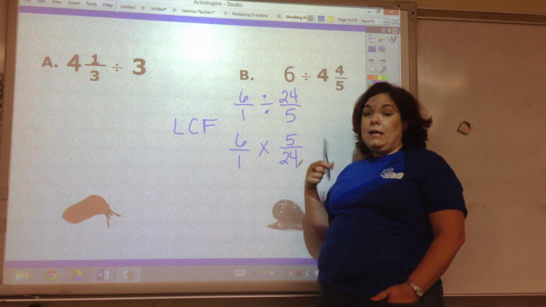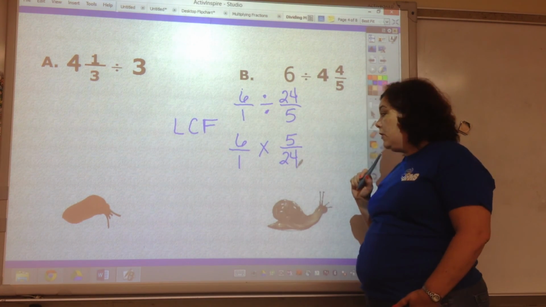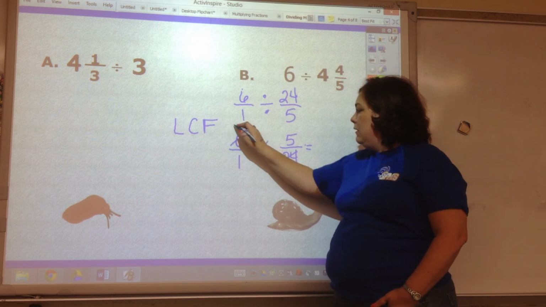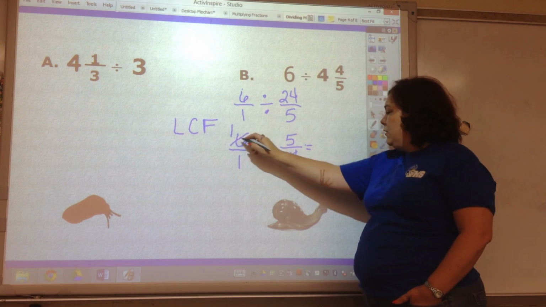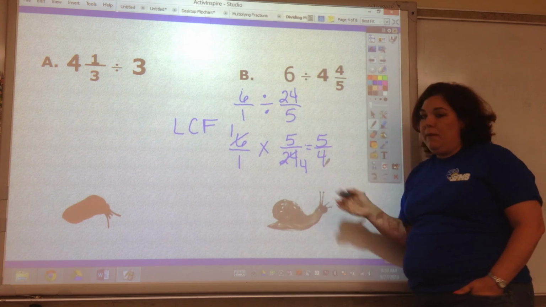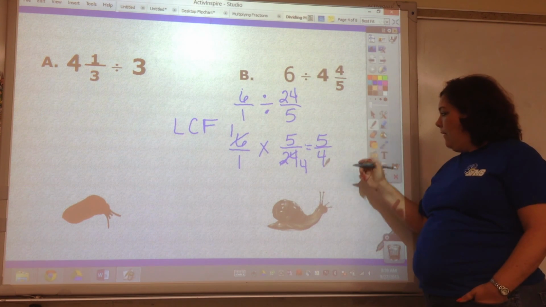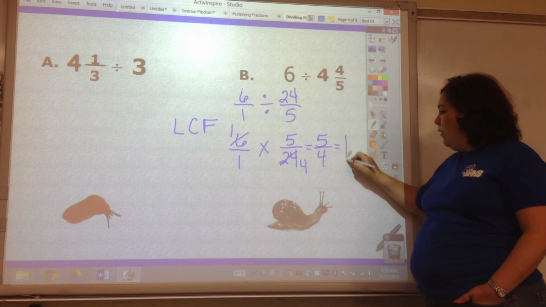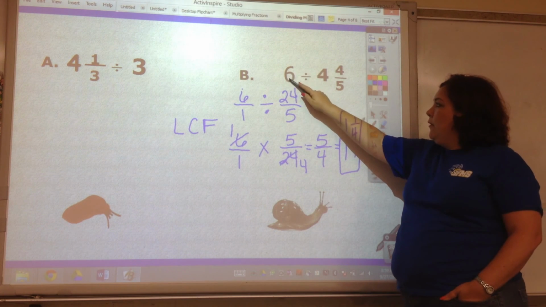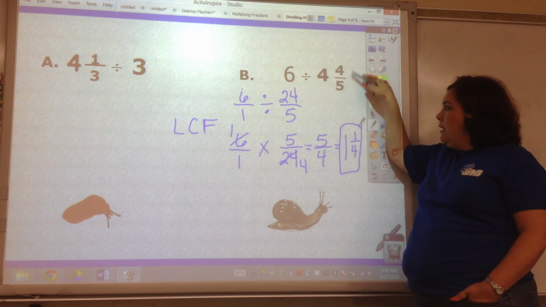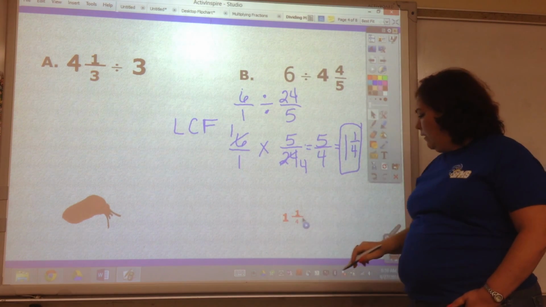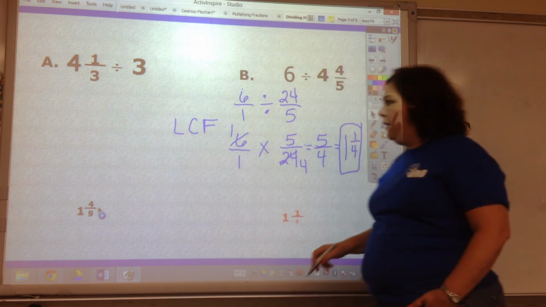Now, if I look at this, I can do some cross-canceling. I know not all of you like cross-canceling, but it's something that I can do. So 6 goes into both of these 1 time and 4 times. So I just multiply straight across, and I get 5/4, a little bit of an improper fraction. If I convert that, divide, I get 1 and 1/4. And again, I'm dividing a bigger whole number by a smaller mixed number, so I'm going to get a whole number. And there's 1 and 1/4, and this one was 1 and 4 ninths.